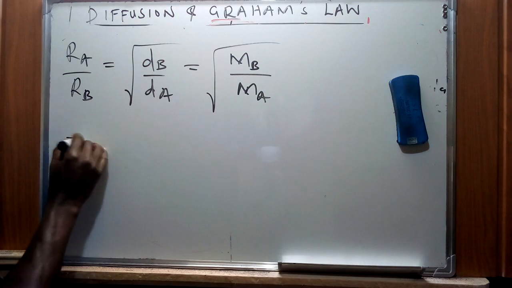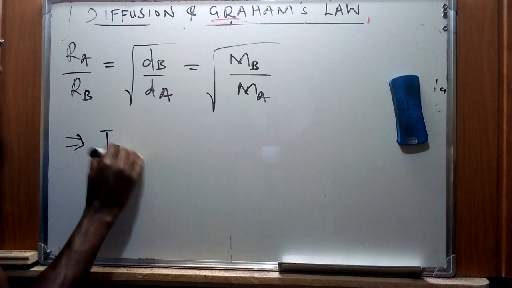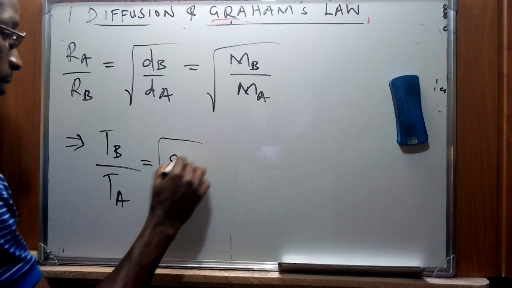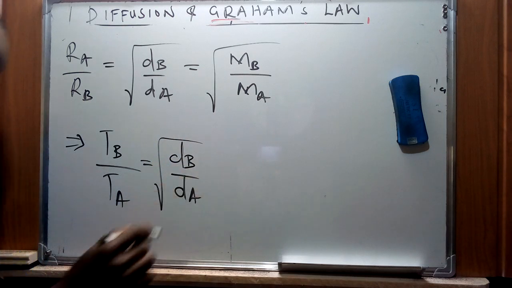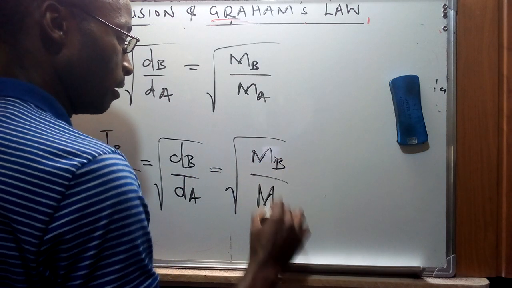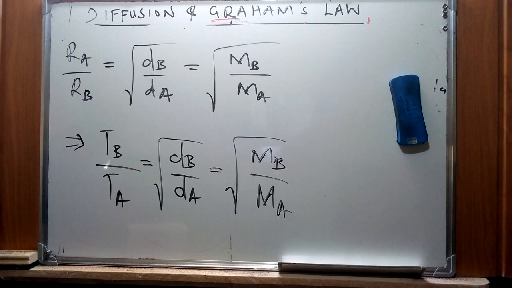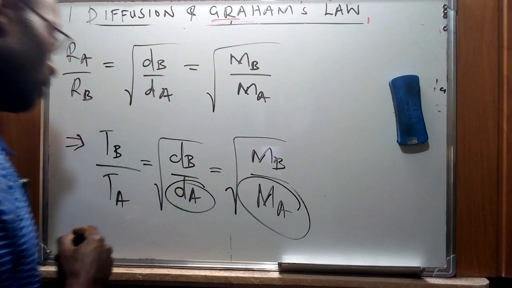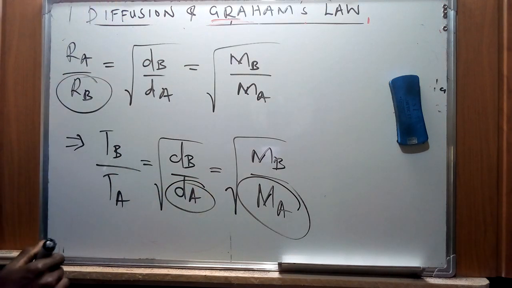And of course, we have said the time for B over the time for A can be given as the density of B over density of A, which can be given as the mass of B over mass of A. So this is a relationship that exists between the masses, the densities and the time of diffusion for specific gases. And we can use this relationship to find maybe the molecular mass of a specific gas, its density, and maybe the rate of diffusion.